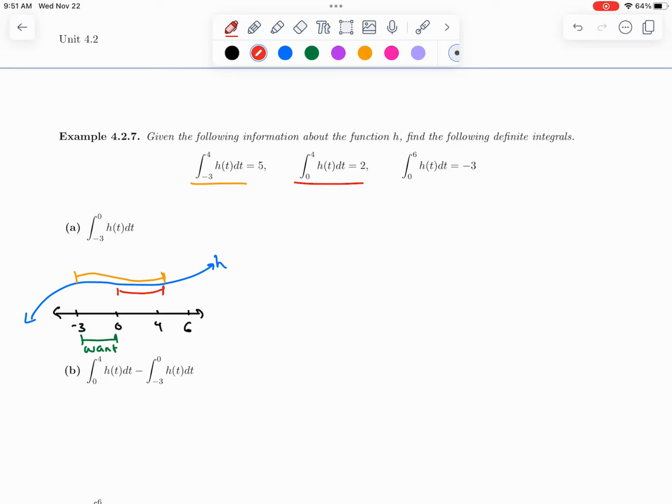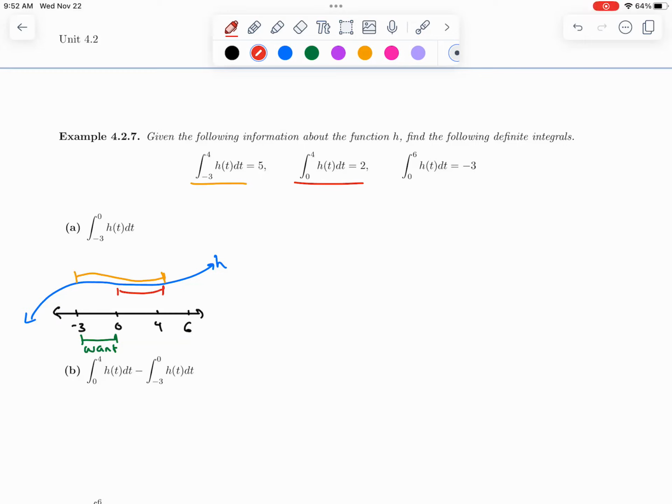How do I find the green? Take the difference. The orange one has all of the area from -3 to 4. The red one only has the area from 0 to 4. So if I took off the area from 0 to 4, I'd just be left with the area from -3 to 0. Does that make sense? It's okay if it doesn't.